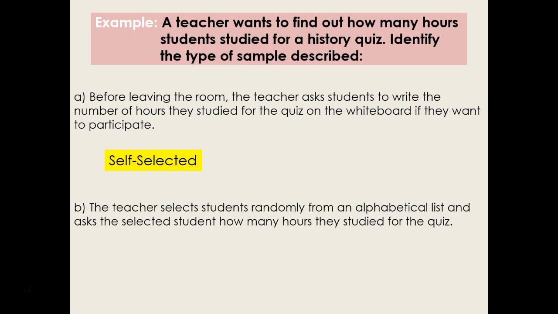Part B. The teacher instead selects students randomly from an alphabetical list and asks the selected students how many hours they studied for the quiz. The key here is that she did it randomly. That would make it a random sample. We sometimes call this a simple random sample. Simple random samples are great samples. They very rarely have bias.